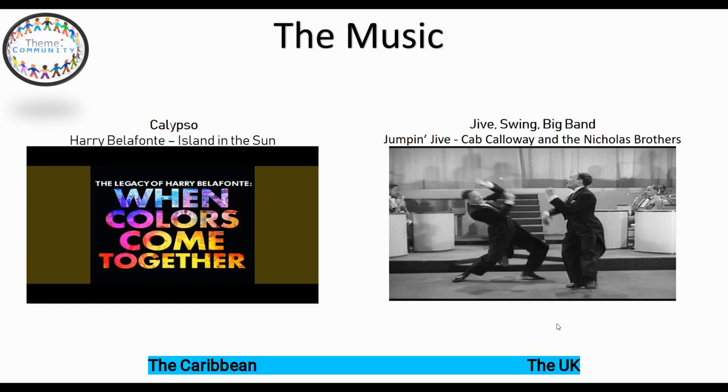We can also consider the music that was available at this time and what these communities would have enjoyed. At the time, calypso music was very big and very popular in the Caribbean. But the more popular styles of music were more jive, swing, and big band that we tend to see in a lot of old musicals.